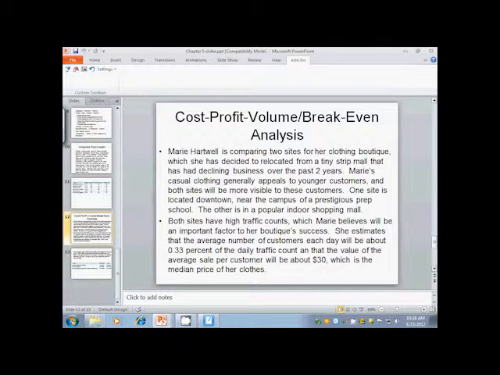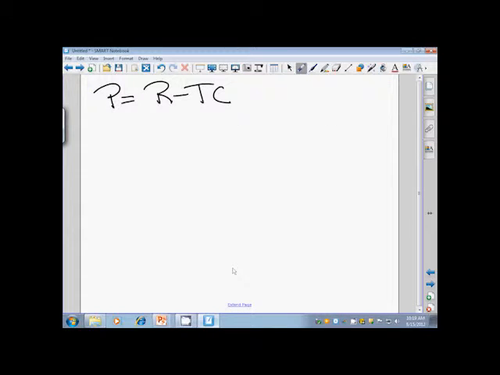She estimates that the average number of customers each day will be about 0.33% of the daily traffic count. Let's stop here for a minute and write this down. Information pertaining to this problem is we need to know the average daily traffic count. And 0.33% is what she's going to be using.